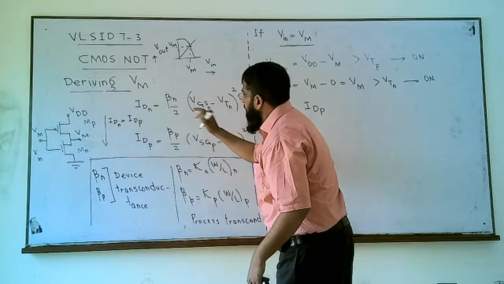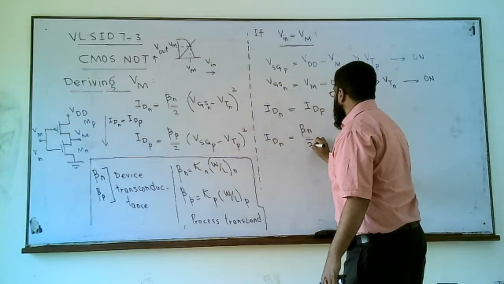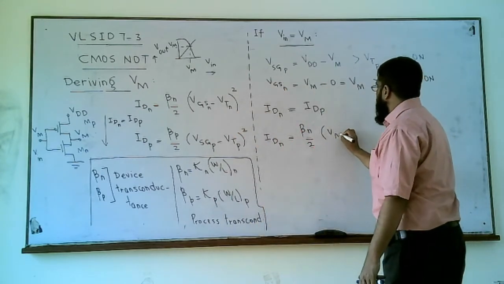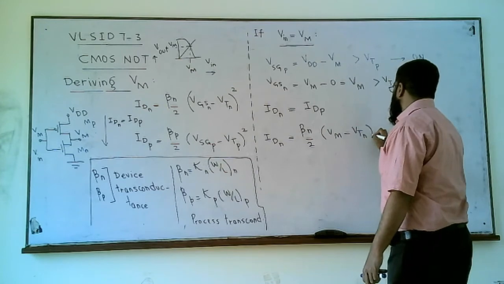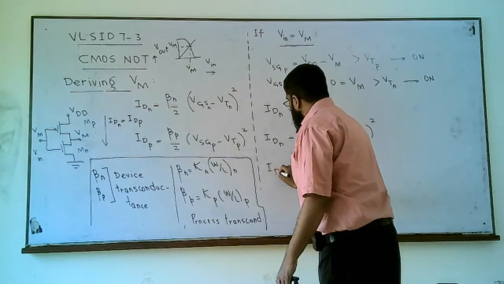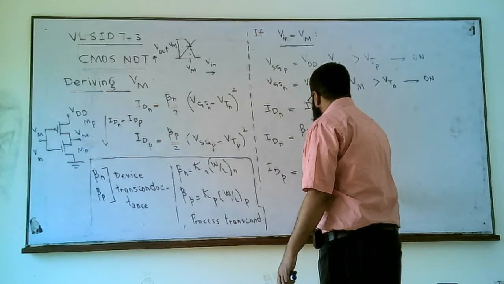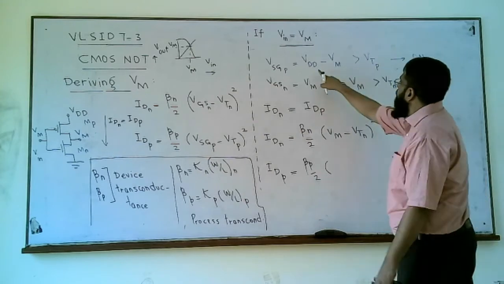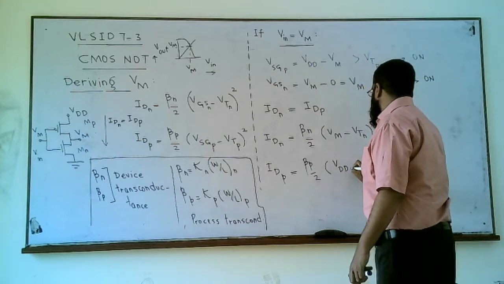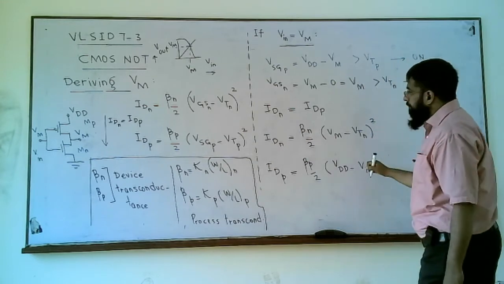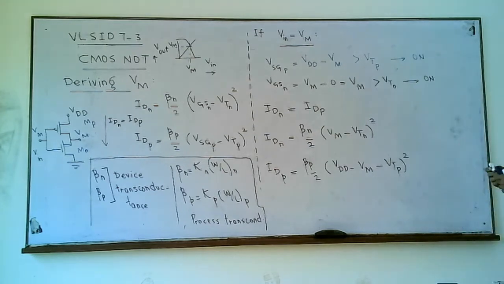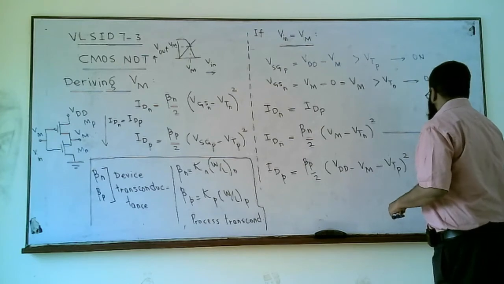So let's rewrite these expressions. IDN is beta n over 2, VGSN is VM, minus VTN, squared. What about IDP? This is beta p by 2, VSGP is VDD minus VM, minus VTP, whole square.